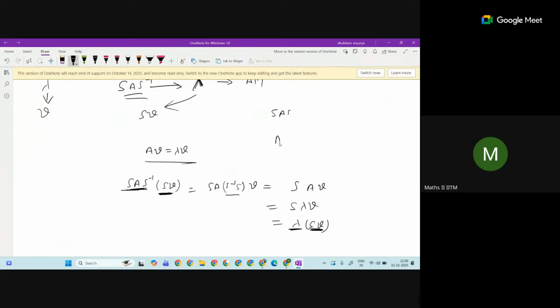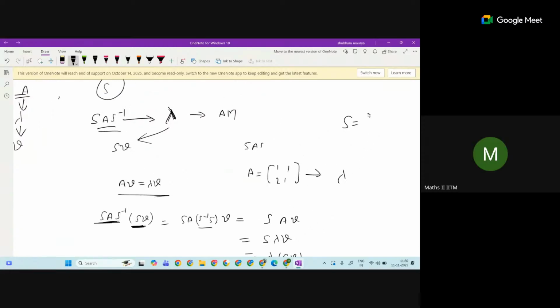Let's say I have this matrix A, which is 1 1 2 1, which has the eigenvalue lambda. I have another matrix, which is 1 1 0 1. This is an invertible matrix. Now you are multiplying S with A and S inverse. Then the eigenvalues are going to be the same. They are not affected. The eigenvector is just S times V. Let's say the corresponding eigenvector is V. So here the eigenvector is going to be SV.